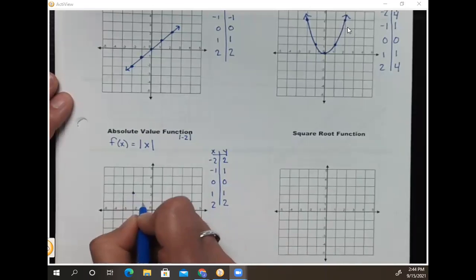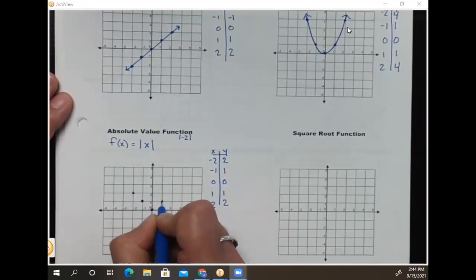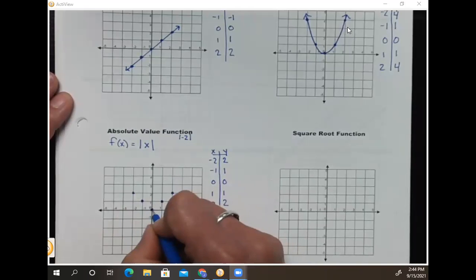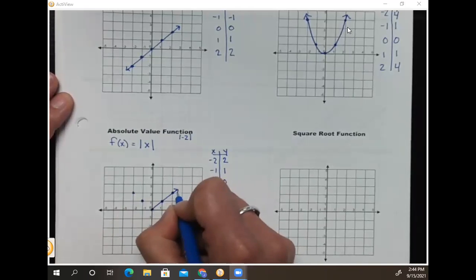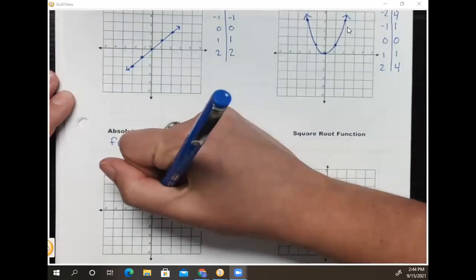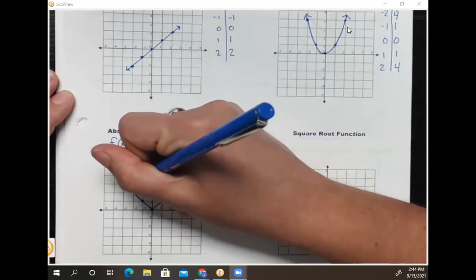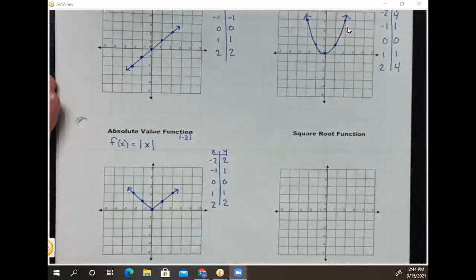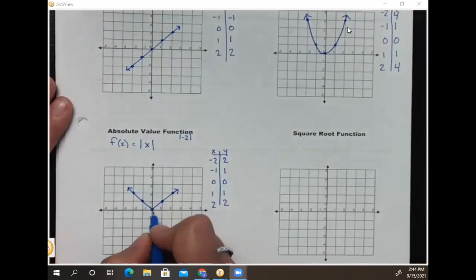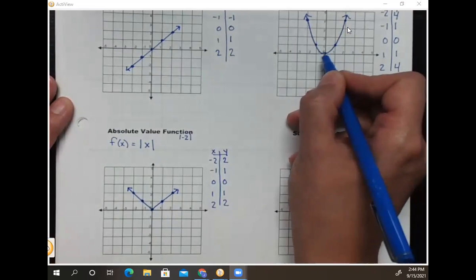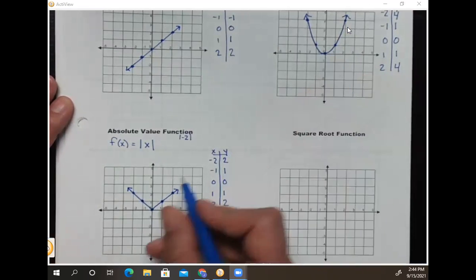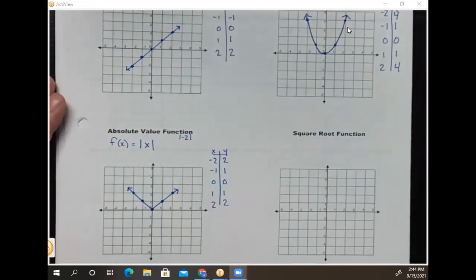So when I plot my points here, for absolute value, I get a V-shaped graph. Absolute value has a V-shaped graph. Okay. And notice, kind of similar to our parabola where we had that center point, we've got that point at the corner there at the center of our absolute value graph.